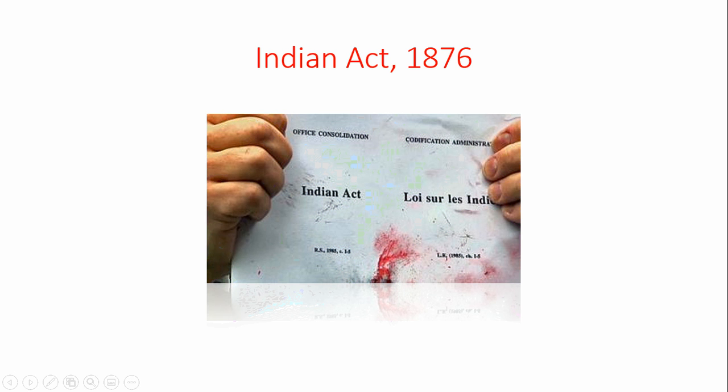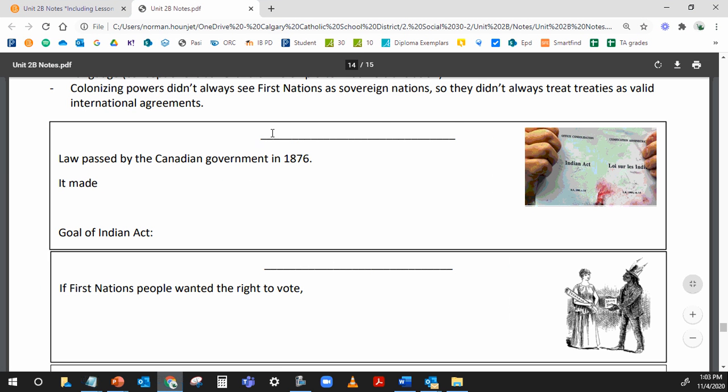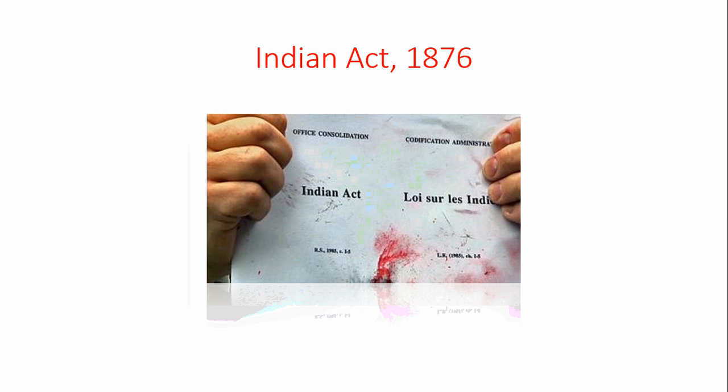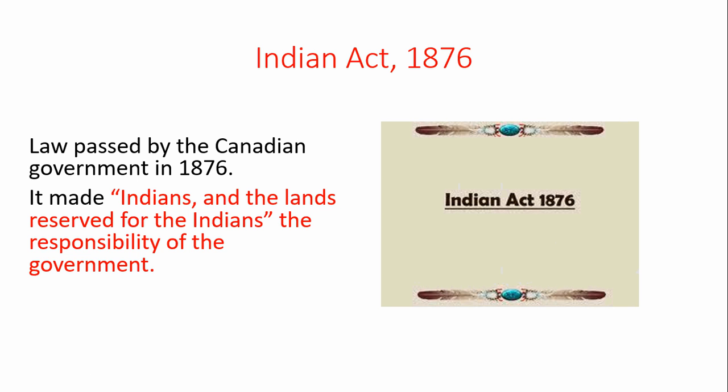So first we have the Indian Act. All right, so you're going to see there is the Indian Act in your partial notes right here. So there's a spot for you to write the title, Indian Act 1876. Okay. So this was a law that was passed by the Canadian government in 1876, and it made Indians in the land reserved for Indians. Remember, this is the word that was used to refer to First Nations people back at that time. They became the responsibility of the government. Okay. But First Nations people were never consulted on whether they wanted to become the responsibility of the government.